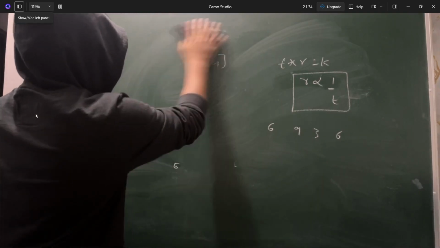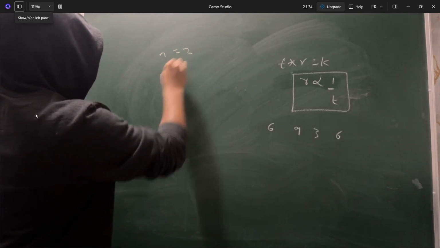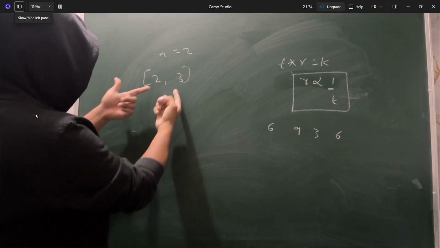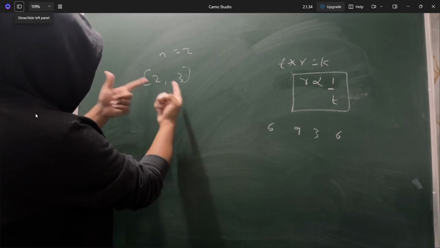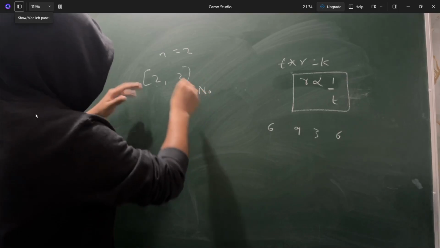So yeah, now the third example they have given is n equal to 2, and the gears have 2 teeth and 3 teeth. In this case, if you see, they don't have equal teeth. So if they don't have equal teeth, in this case your answer is no, and I'll prove it also.